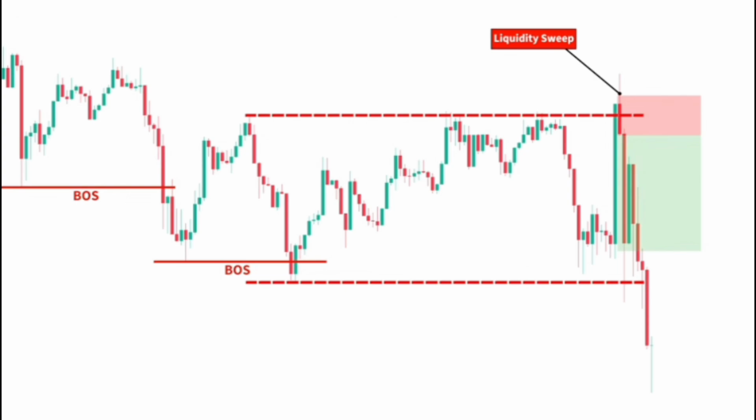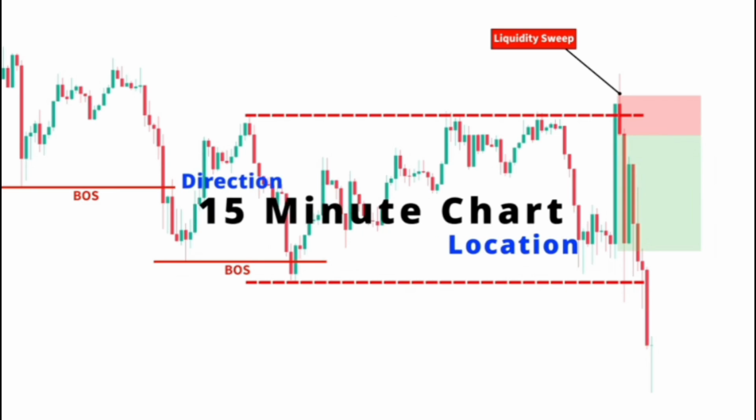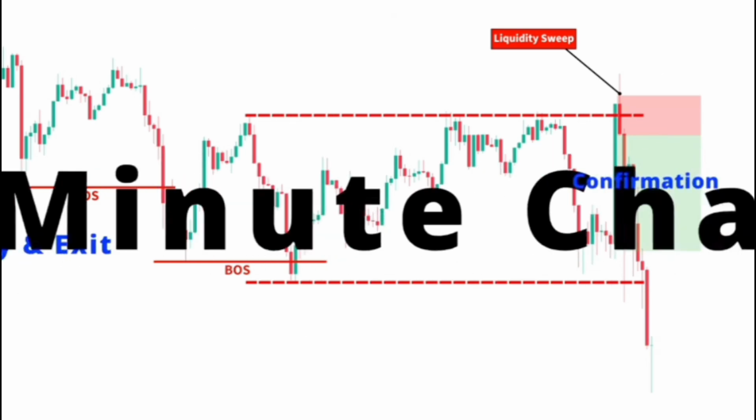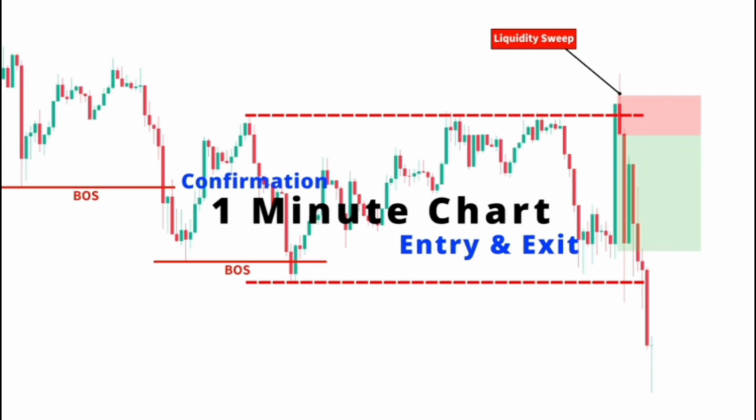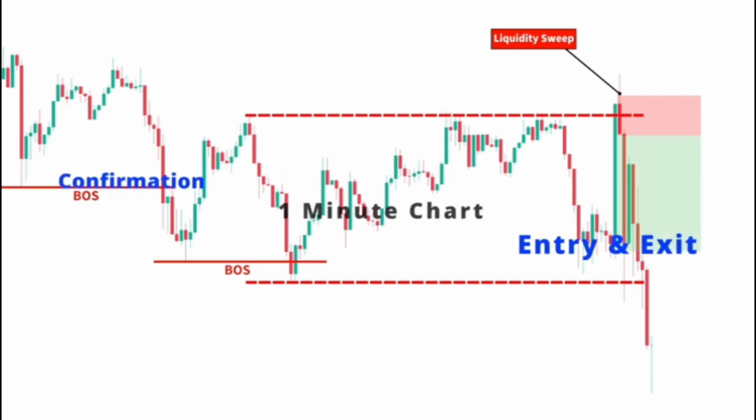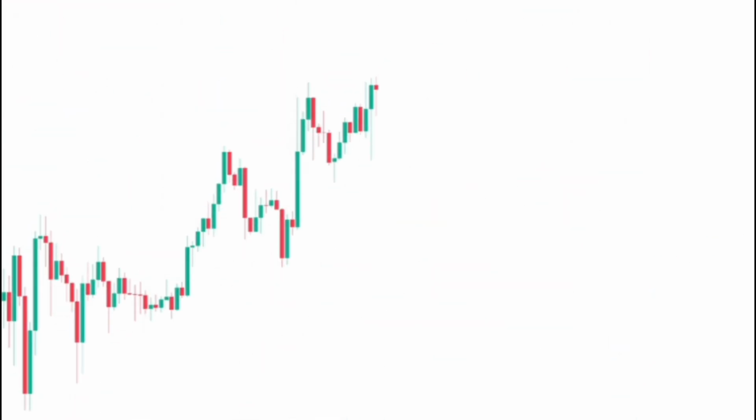To keep it simple, I'll demonstrate the entire process using just two charts. First, we'll use the 15-minute chart to determine the market direction and identify the key trading location. Then we'll switch to the 1-minute chart to look for confirmation, pinpoint the exact entry, and plan the exit. Now let's open the chart and get started.